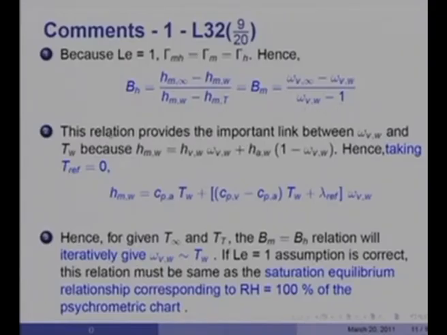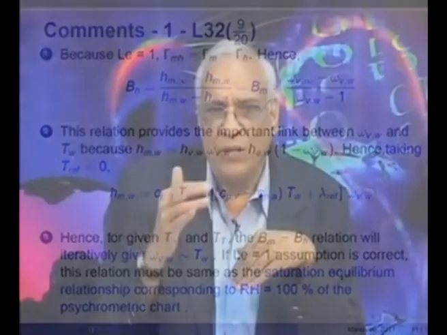Now, this relation provides the important link between the mass fraction of vapor at the wall and the temperature of the wall. Remember, when the temperature of the surroundings is at T infinity and the liquid is at Tt, we still do not know what the surface temperature Tw will be, and we need to determine that in such problems. So, how do we determine that?